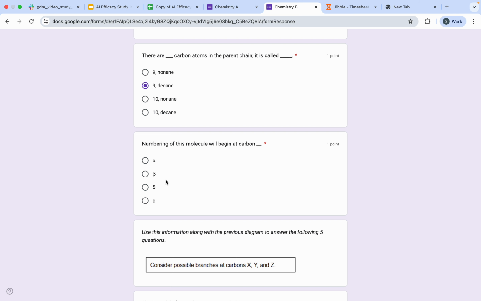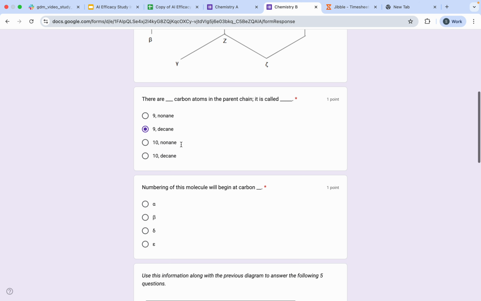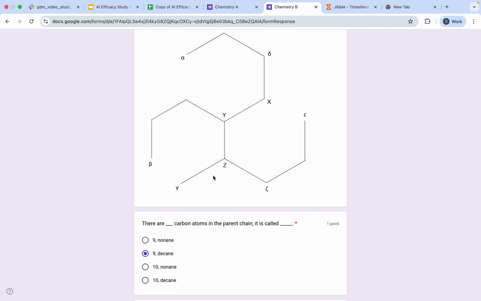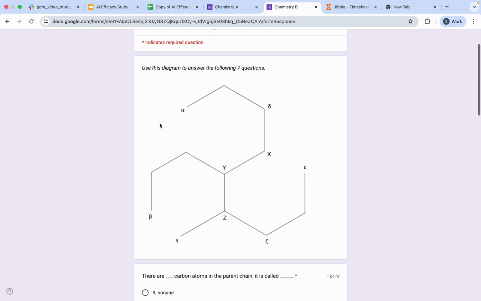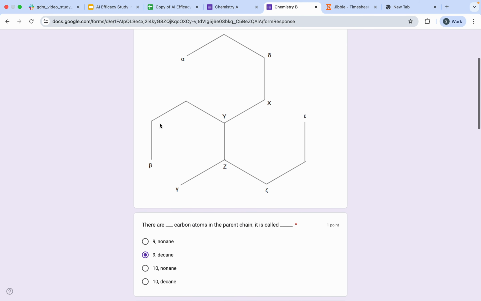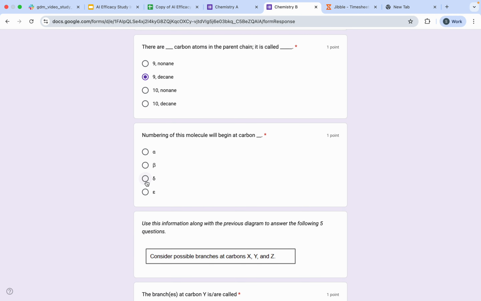Next question is, numbering of this molecule will begin at carbon dash: alpha, beta, gamma, epsilon, delta. Okay, alpha, beta, delta, epsilon. So numbering of which molecule will begin at carbon? So I'm not sure about the answer, but I am marking it as delta. Okay.